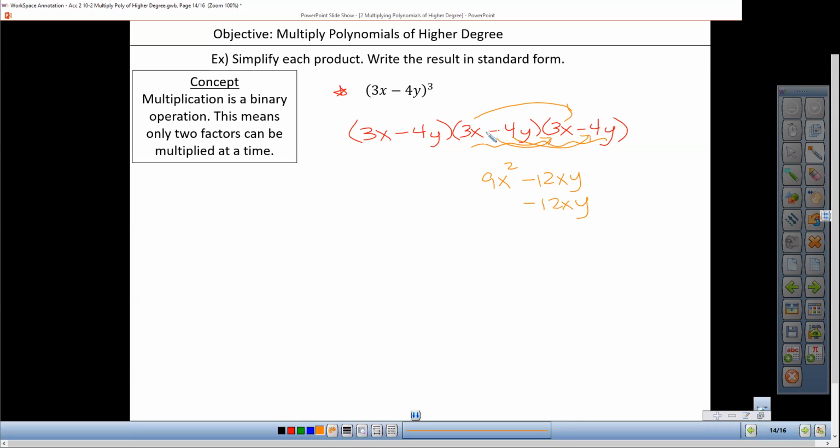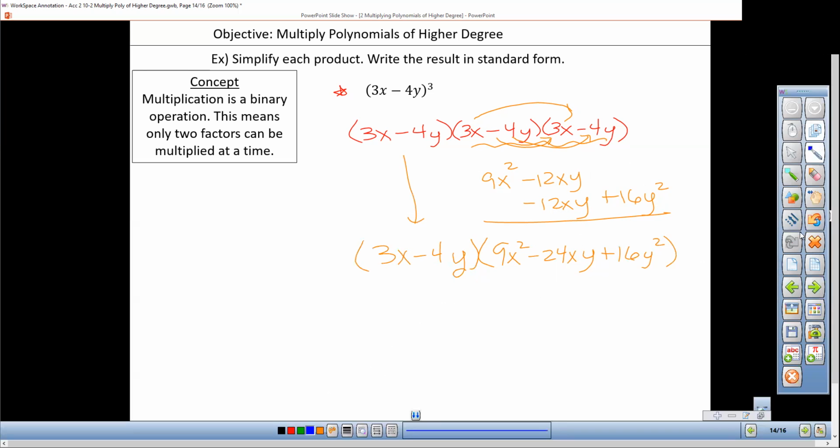Be super careful. Negative times negative is positive. 4 times 4 is 16. Y times y is y squared. Lots of errors with that last multiplication. So remember, 2 negatives never make 0. So this is 9x squared minus 24xy plus 16y squared. So now this is my trinomial, and I'm going to multiply it now times my third 3x minus 4y.